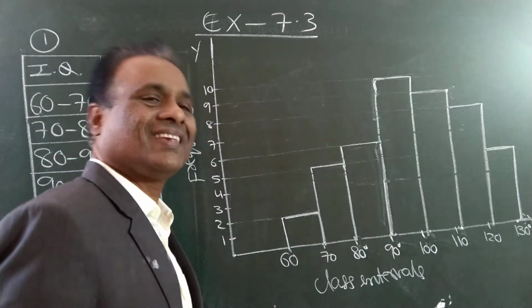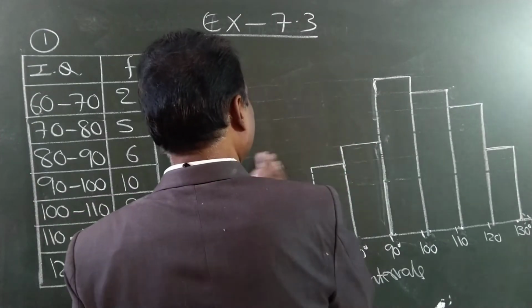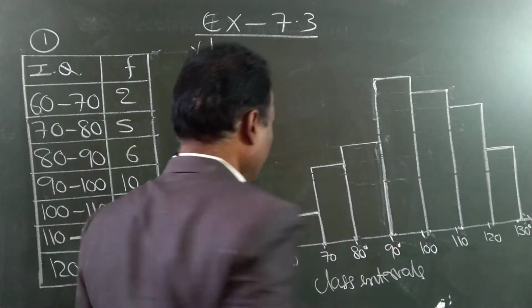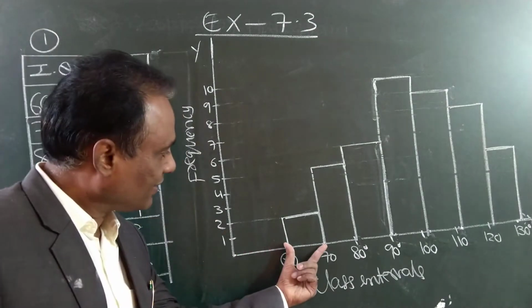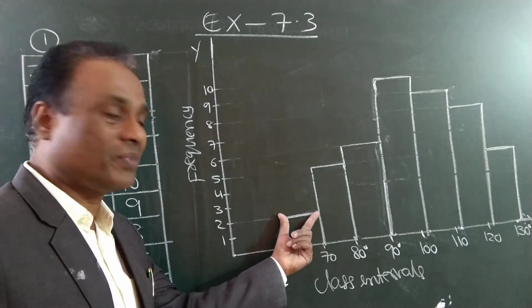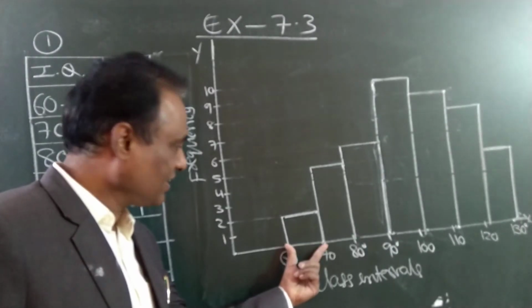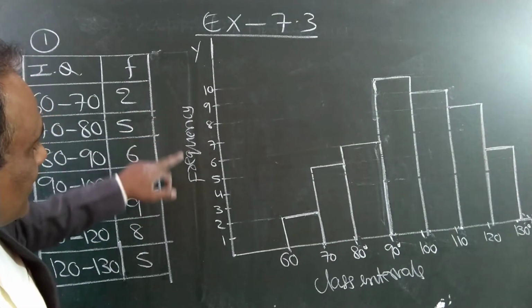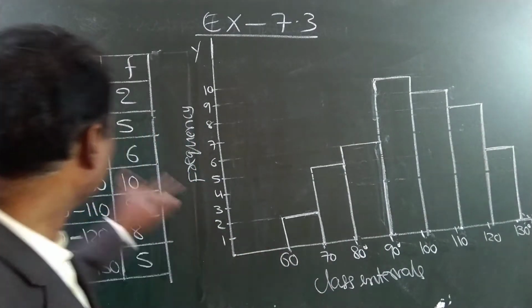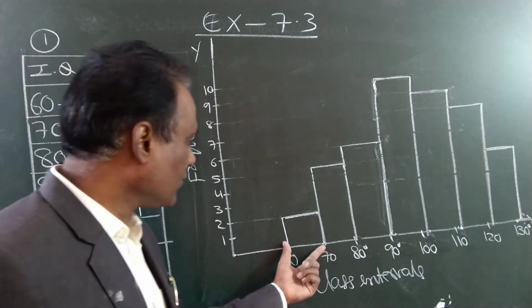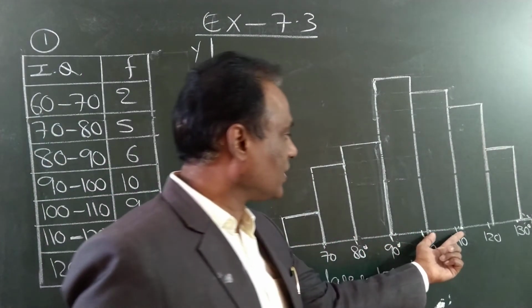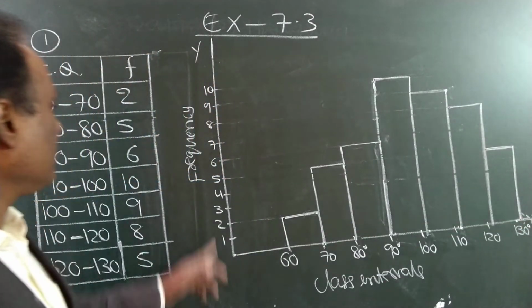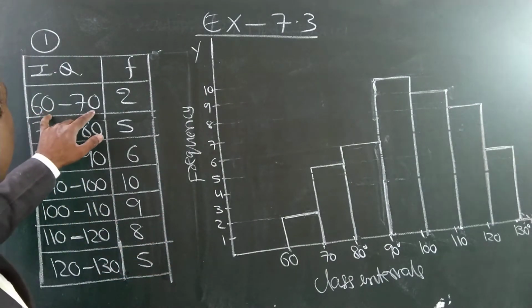Oh, this is the frequency histogram. 60 to 70, draw a rectangle. The width is 60 to 70, that is 10. The height, or length, is up to 2. Frequencies, class intervals: 60 to 70, 70 to 80, 80 to 90, 90 to 100, 100 to 110, 110 to 120, 120 to 130. Class intervals on this x-axis and frequencies on the y-axis. This is 2.